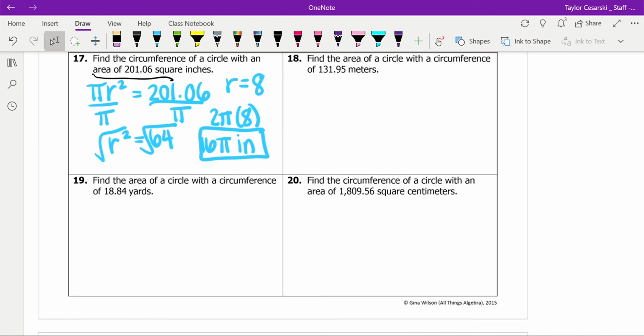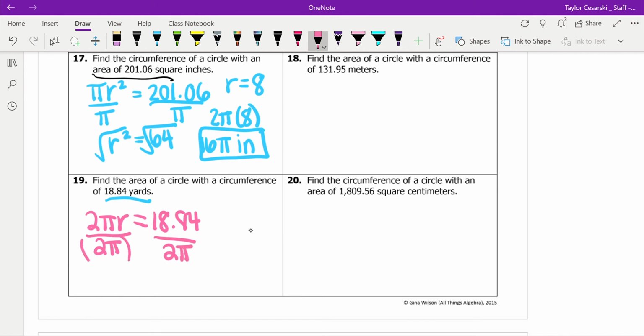All right, last one. Find the area of a circle with a circumference of 18.84. Again, I'm given the circumference, so that's what I'm going to set it equal to. 2 pi r equals 18.84. Divide both sides by 2 pi. Again, put that in parentheses in your calculator when you type it in. And r equals 3. Then you go back and find the area. So pi times 3 squared. 3 squared is 9. So 9 pi yards squared would be your area.